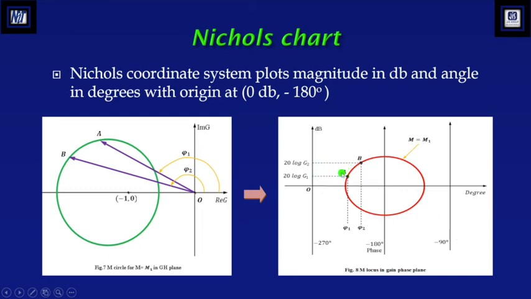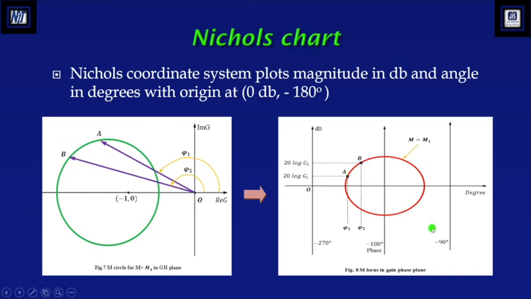So this is considered 20 log G1, that means OA, this magnitude, and this phi 1 is this. Then we get this point A in the gain phase plane. Similarly, consider another point B, and taking this magnitude and the measured phase angle phi 2, draw it in the gain phase plane. The same procedure may be used to map the constant N loci in the GH plane to the gain phase plane.